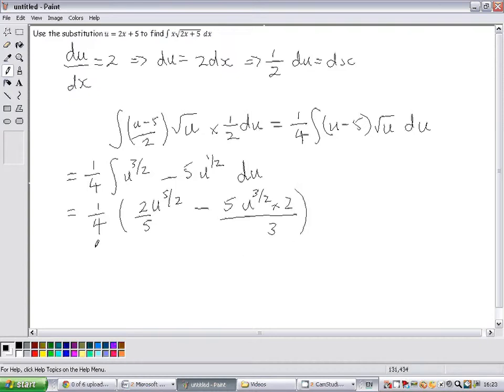A quarter times 2/5, well, that will be 2 over 20, which is a tenth. And where the u is, we put back the expression that we had originally. Only do that when you get to the final line. Let's have a look at this one. We've got 10 over 3 times a quarter, so that will be 10 over 12, which is 5/6, and that will be 2x plus 5 to the 3 over 2. When you get to the very final stage, if it's not a definite integral, you can put a plus c onto the end there.